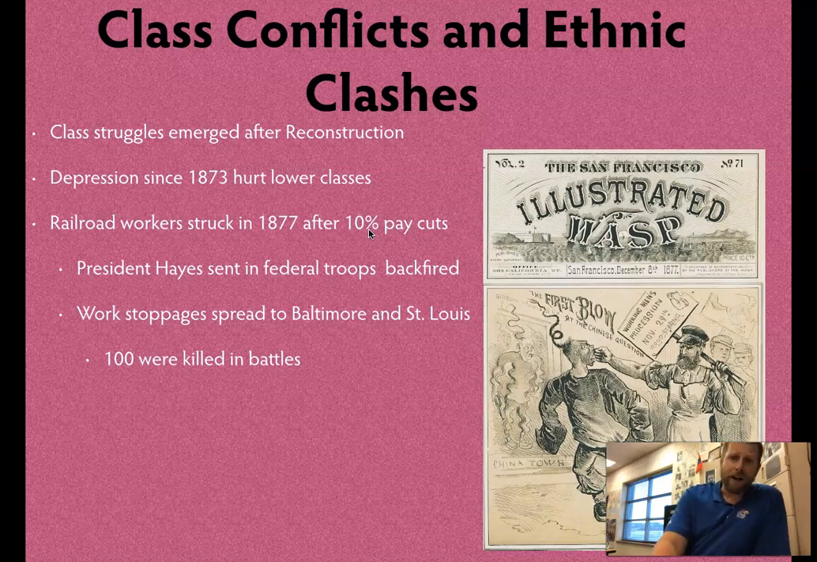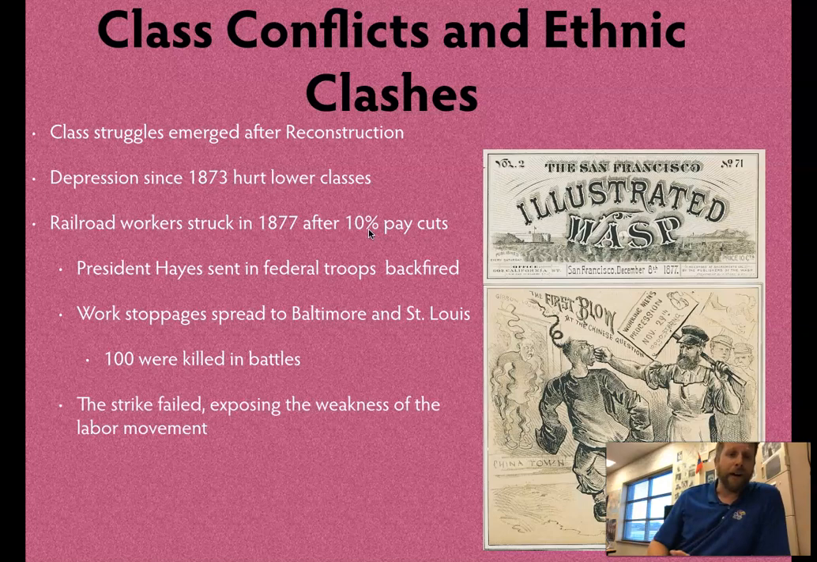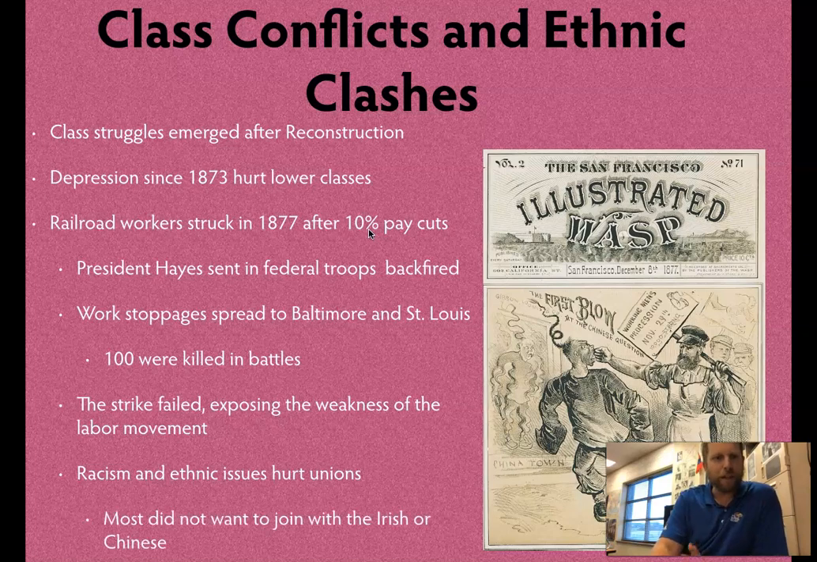And so people really struggled with labor unions because it usually meant that there was going to be some bad things going down. The strike failed, exposing the weakness of the labor movement, and it takes a long time to truly get going in this country. Racism and ethnic issues really hurt the unions. They weren't willing to allow certain ethnicities, certain races in the unions, even though they were all fighting for the common fight: better pay, fewer hours, better work conditions, you name it.